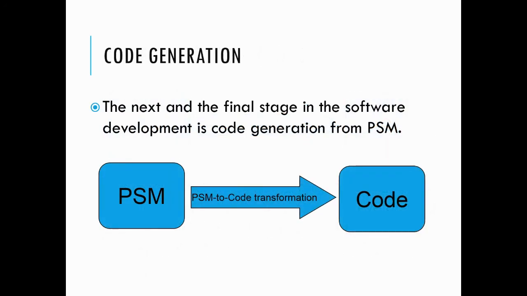The next and final stage in software development is code generation from the PSM. This step of the transformation is relatively easier and straightforward in so much as the knowledge about the technology is pre-specified in greater detail in the PSM system models.